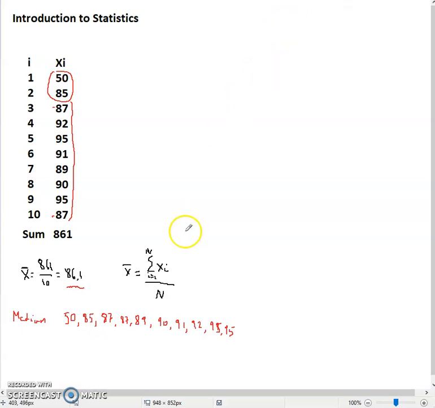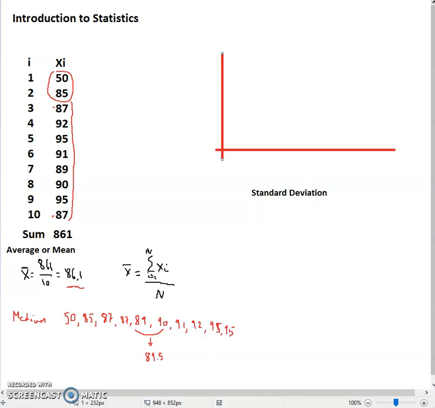In this case we have 10 numbers, so there's no single number in the middle. Instead, we have 89 and 90 in the middle. We have 4 numbers on the left and 4 numbers on the right. So we'll take the average of these two. If we had an odd number of samples, then we just take the one in the middle. In this case, it will be 89.5. So this is the median of this test, 89.5, which is a lot higher than the 86.1 that the average value was.